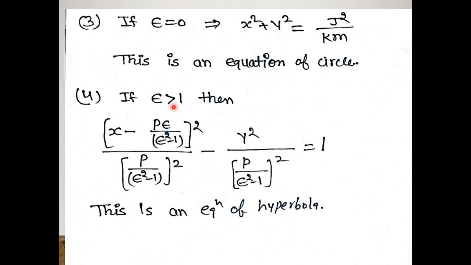And if we take epsilon greater than 1, the equation will be in the form of x minus p epsilon upon epsilon square minus 1, whole square, upon p upon epsilon square minus 1, whole square, minus y square upon p upon square root of epsilon square minus 1, whole square, equals 1. This is the equation of a hyperbola.